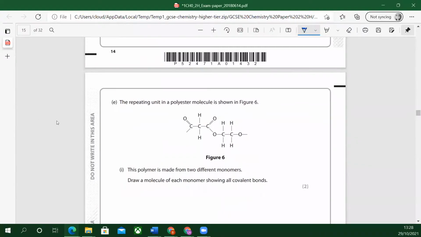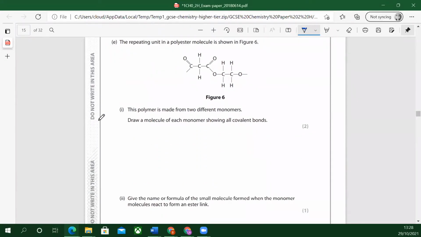The repeating unit in a polyester molecule is shown in figure 6. The polymer is made of 2 different monomers. Draw a molecule of each monomer showing all covalent bonds. So there's 2 going on. Let's start with the top one. We've got 3 C's together. It's a bit tricky, isn't it? 3 C's. We've got that double bonded oxygen. We've got the 2 hydrogens. Remember, carbon can only form 4 bonds.